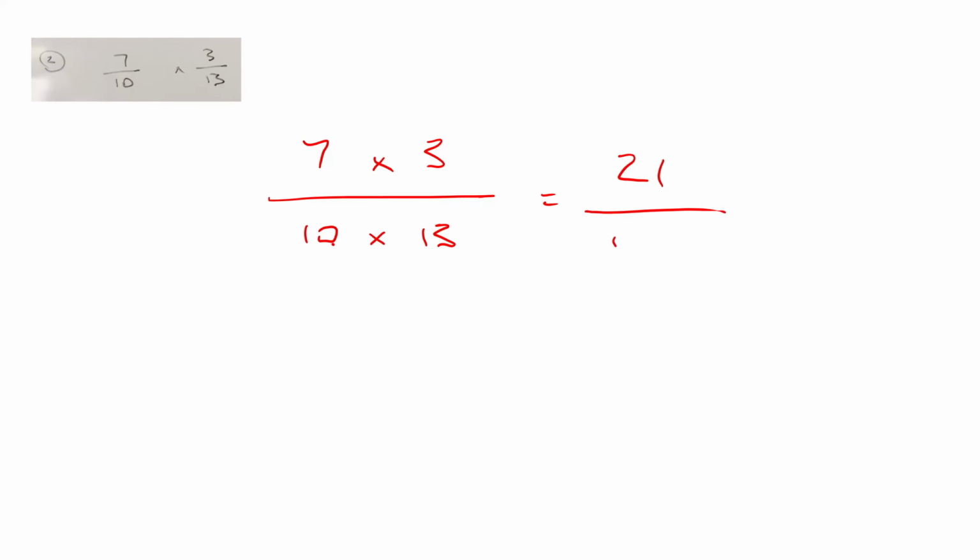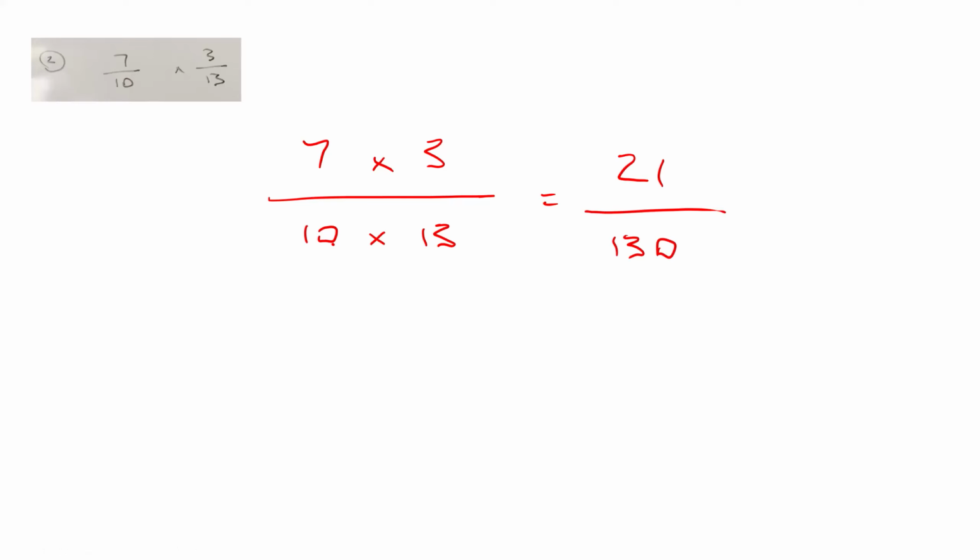Let's go to number 2. We're going to do this in exactly the same way. We multiply across the top, so 7 3s, and we multiply across the bottom, 10 by 13. Well, 3 7s are 21, and 10 by anything, we're just going to put a 0 on the end, so 130.